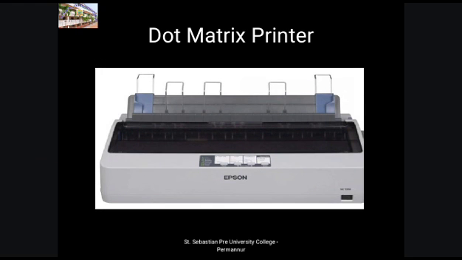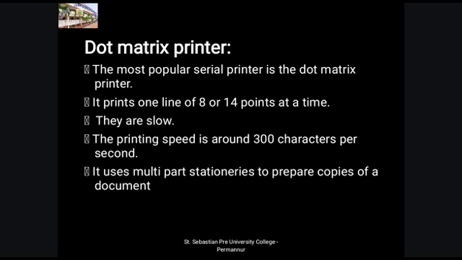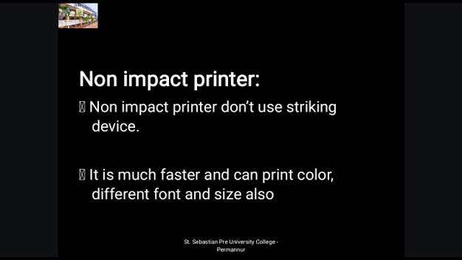Dot matrix printer. The most popular serial printer is the dot matrix printer. It prints one line of 8 or 14 points at a time. It prints the points, so they are slow. The printing speed is around 300 characters per second. It uses multi-part stationery to prepare copies of a document.